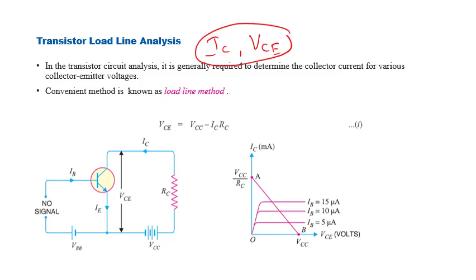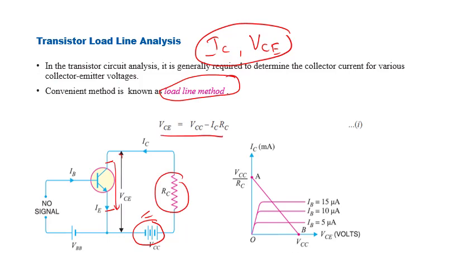So to establish the values of IC and VCE at different operating conditions, we must use a method called load line analysis. Here in the circuit, if we consider the outer portion, VCC is the supply voltage. This should be equal to the voltage across this resistance plus the voltage between these two points. So we can easily write VCE equal to VCC minus IC RC.